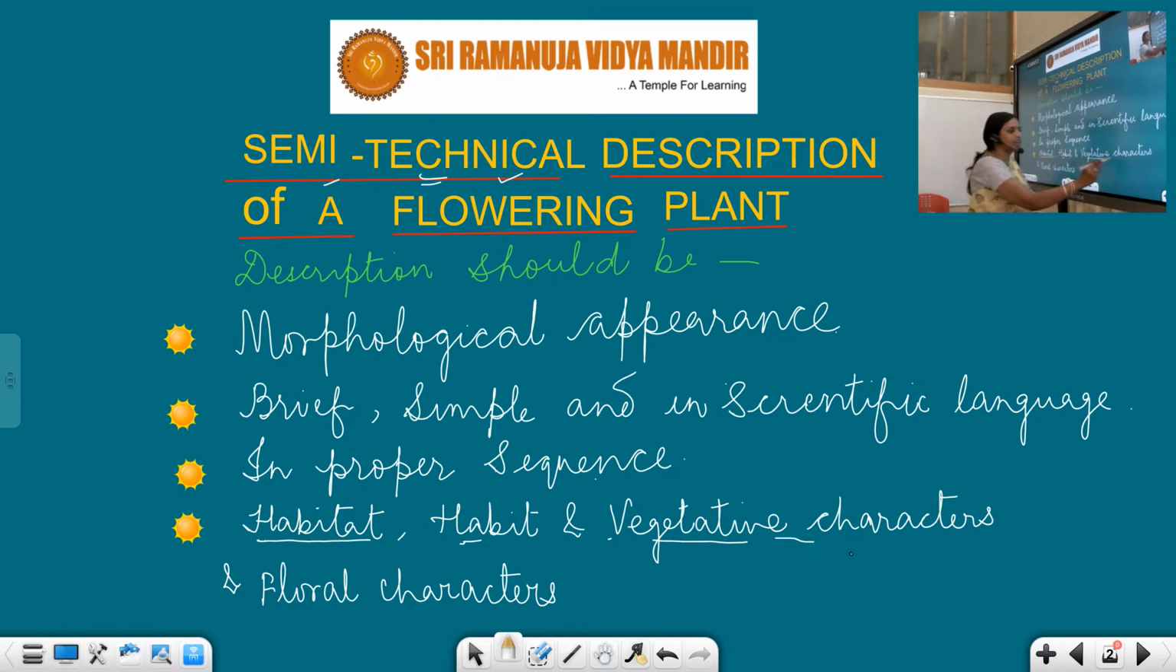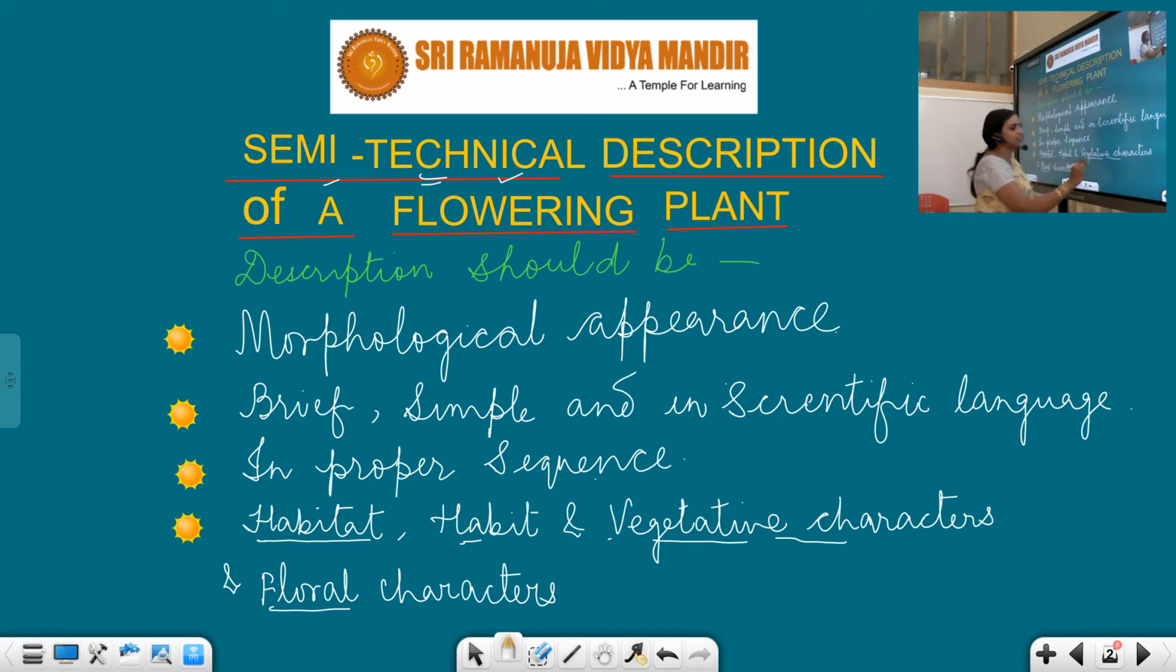After that, we describe the floral character. It means the type of inflorescence, and next to inflorescence comes the flower. So which type of flower is present, that means complete flower, bisexual flower, or actinomorphic flower. All these characters we have to write in the floral characters. And next to flower come calyx, corolla, androecium and gynoecium, and later fruit and seed.